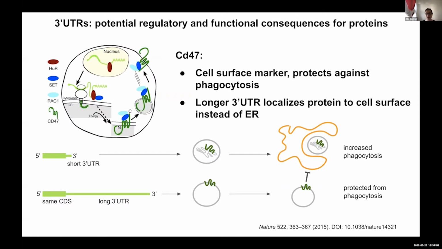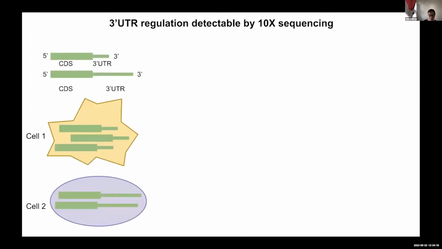This is one example, and our interest is in trying to identify much more systematic, unbiased ways of assessing functions for the UTR. I want to tell you about how we are approaching this problem, and I'm going to get to the relationship to spatial transcriptomics in a second.